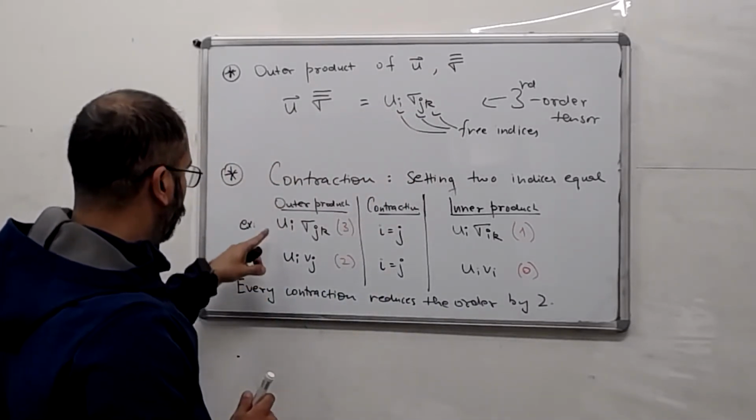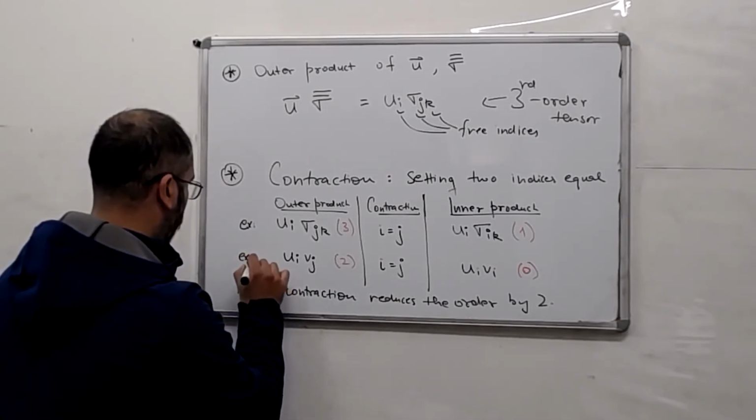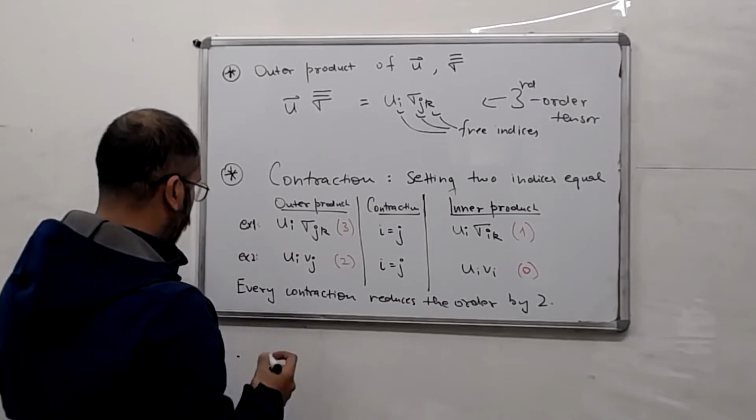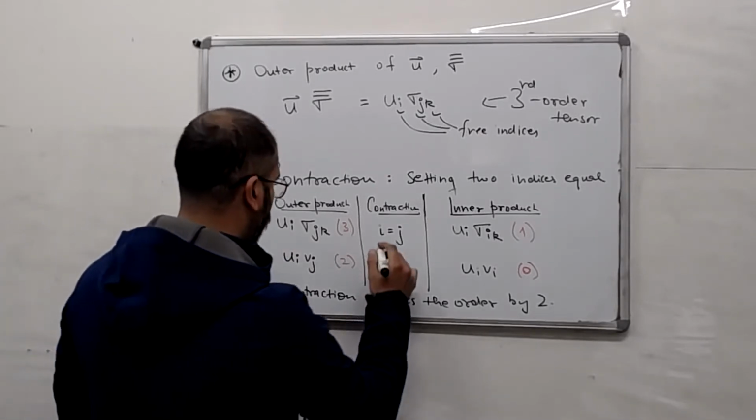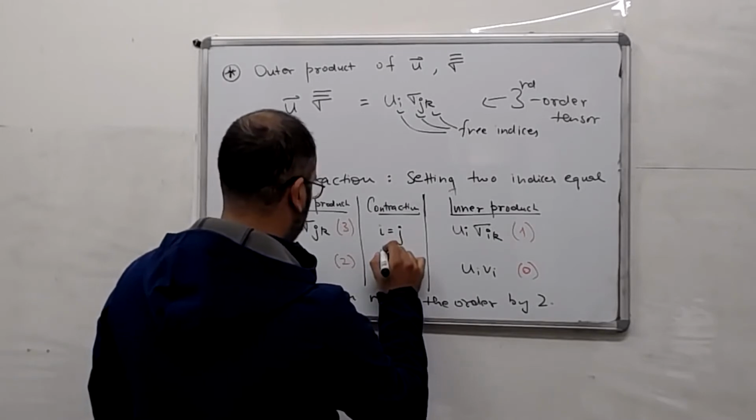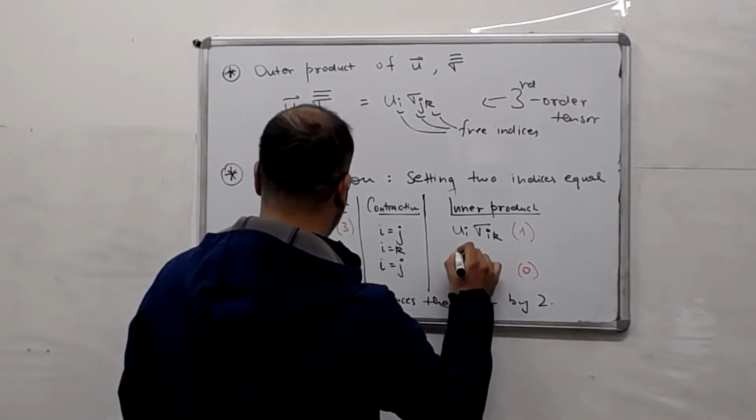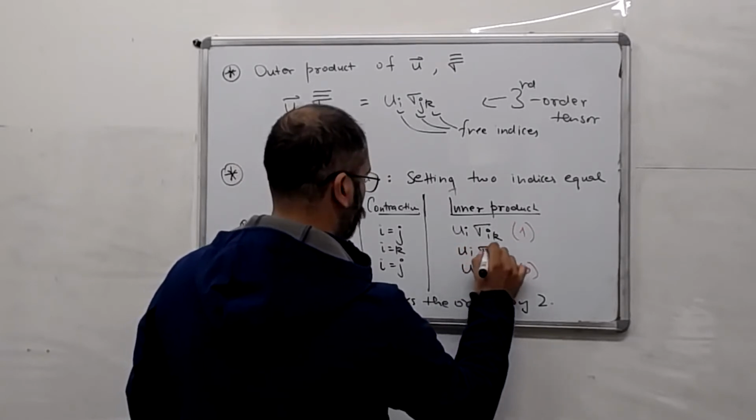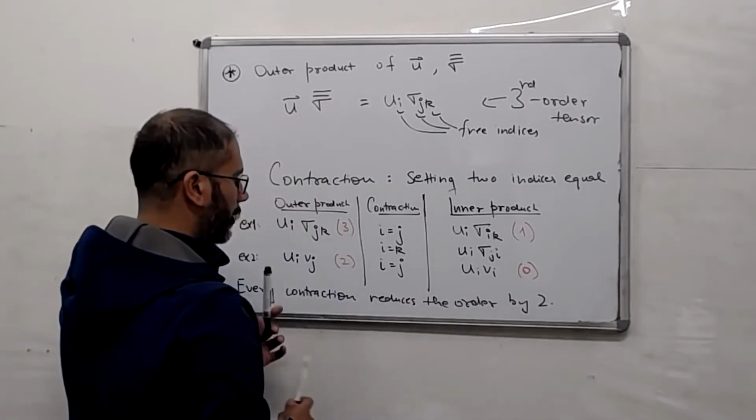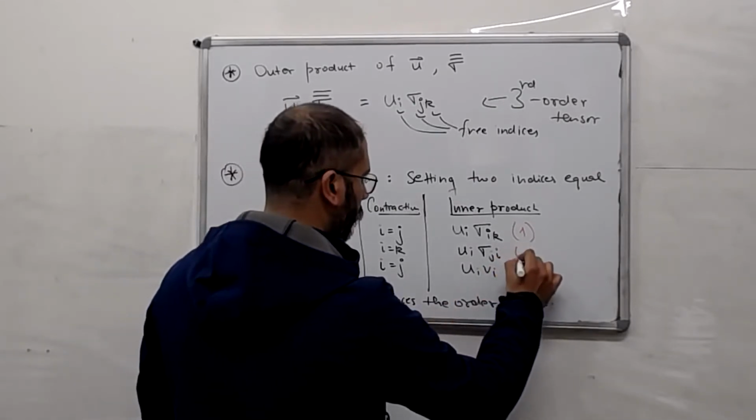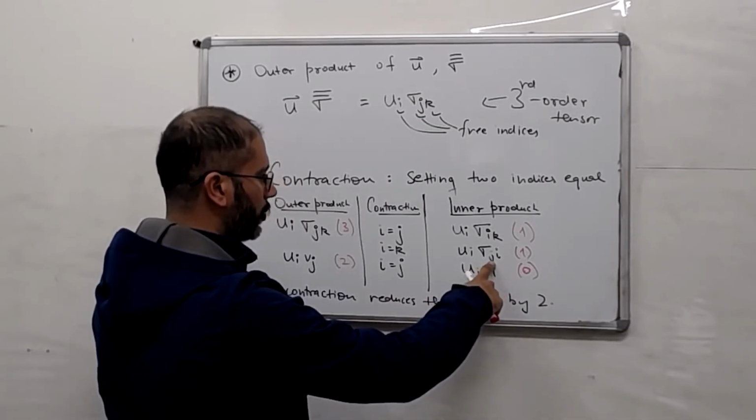In fact, for the first example that I took, I could have applied a different contraction. I could have applied, in this case, i equal to k. So that would have given me ui sigma ji. Okay. So that again is an order 1 because it has one free index, that is j here.